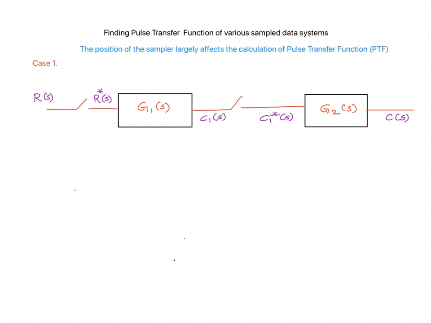The first case is as shown in the figure. Here we have a sampler at the input and also in between the two blocks. Both the samplers have the same sampling time, that is capital T. So we find the pulse transfer function of this particular system.